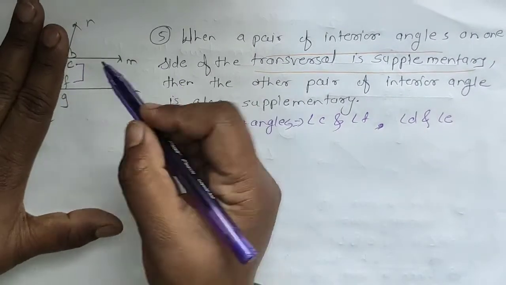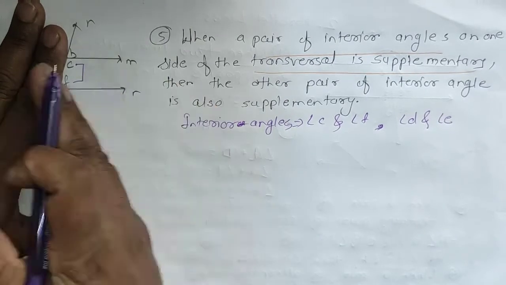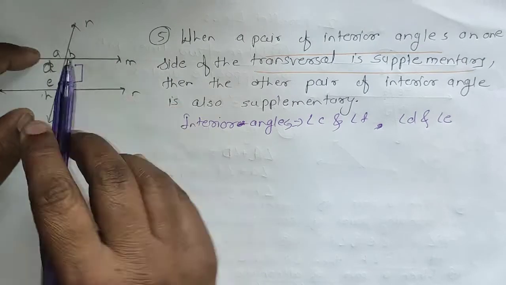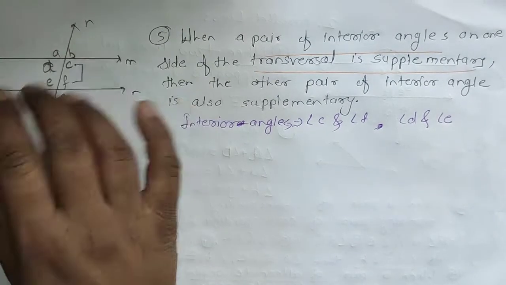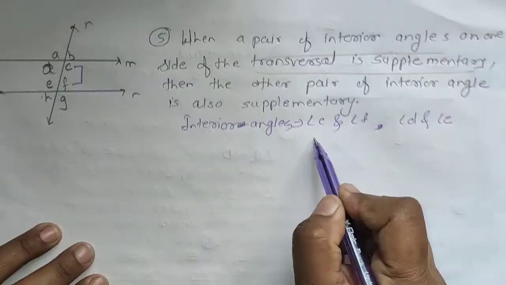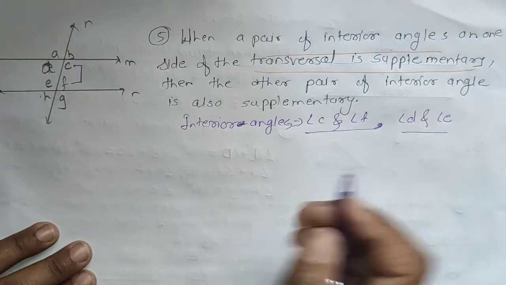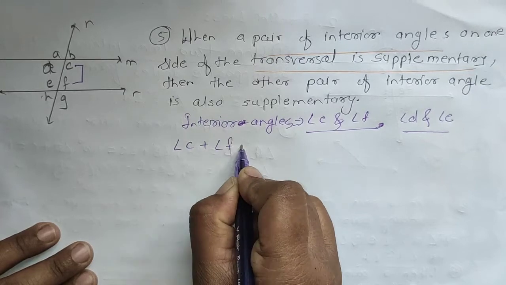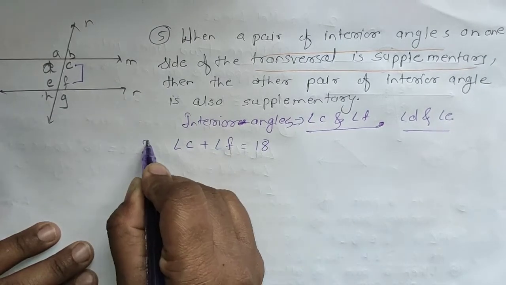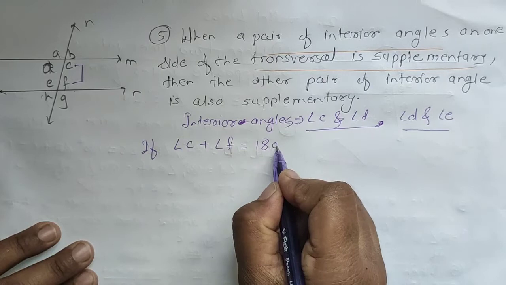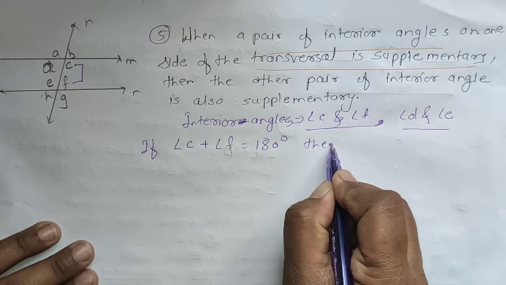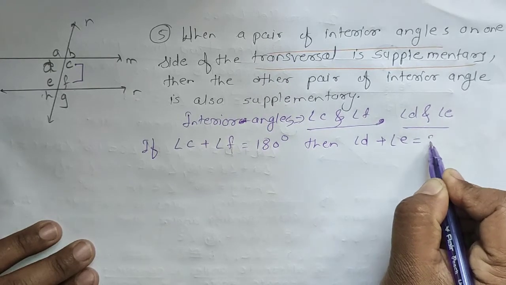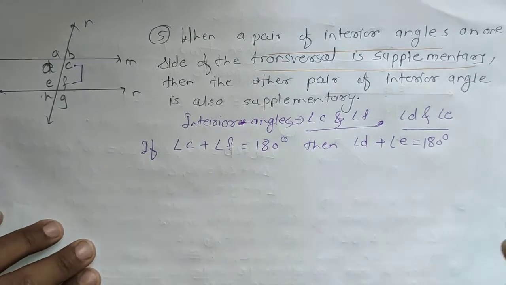This is one side. If you hide this part, this is the right side of the transversal. Here C and F are there, and here D and E are there. So if one pair is supplementary, meaning angle C plus angle F is equal to 180, then angle D plus angle E is also 180 degrees.